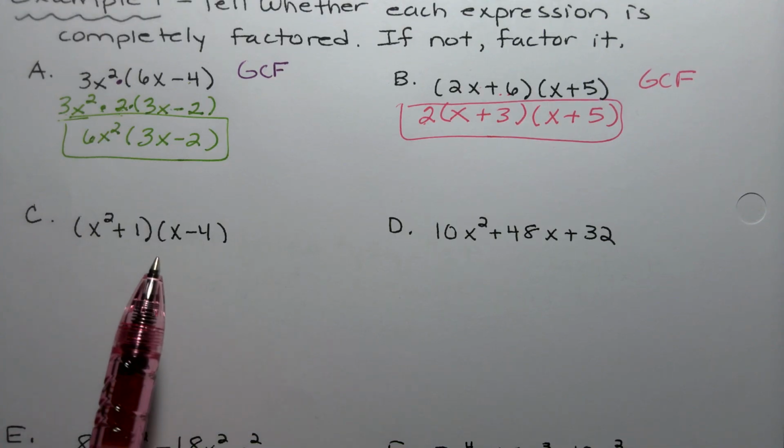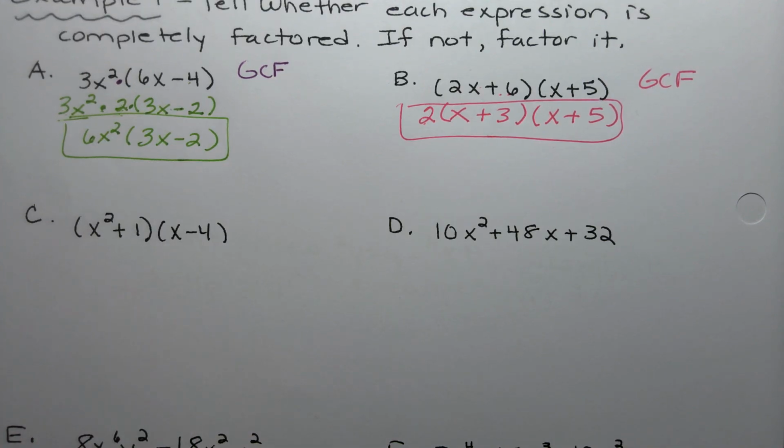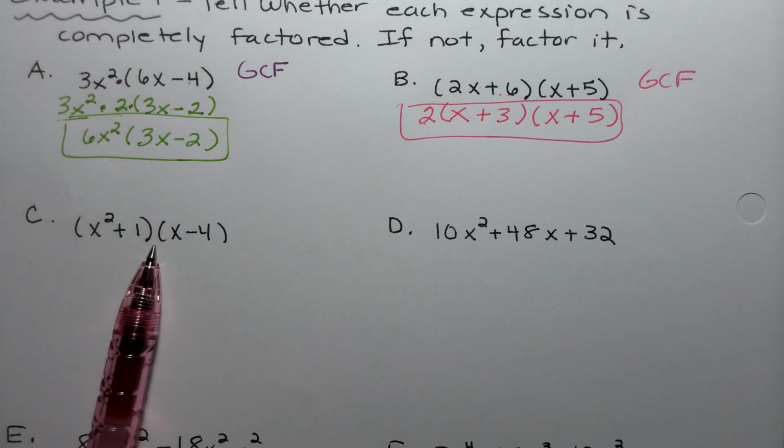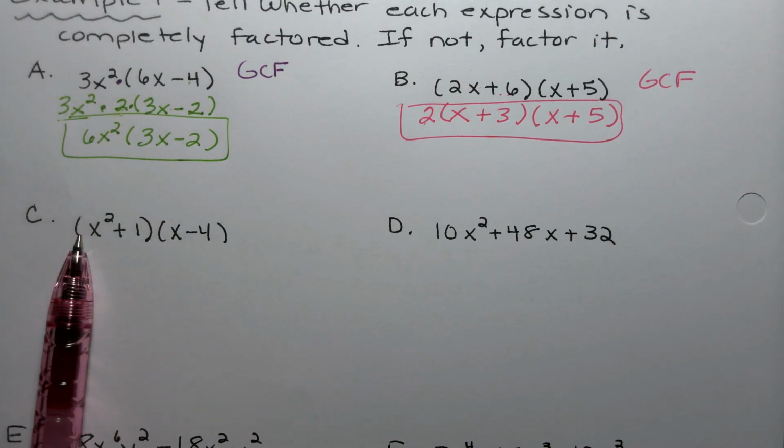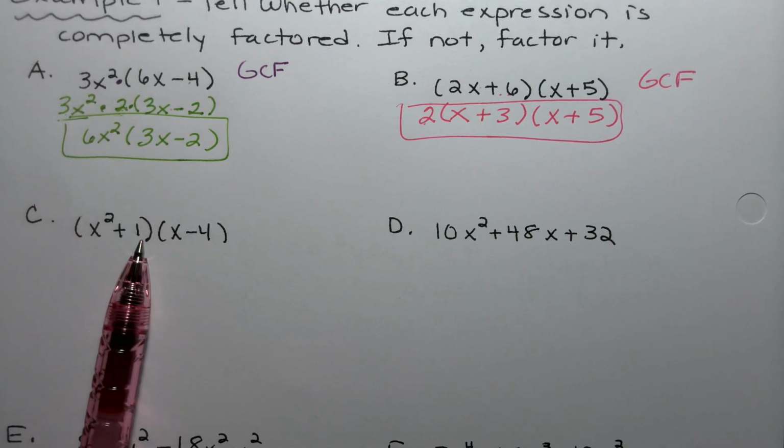Okay, let's look in these 2. X squared plus 1 and x minus 4. Is there a GCF? No, there's not. Oh, but is that a difference of two squares there? Yeah, that's a perfect square, and square root of 1 is 1. So isn't that the difference of squares?